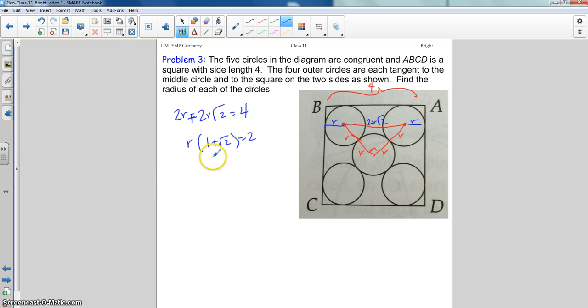Divide here, and so I get r is equal to 2 over 1 plus square root 2, and skipping the rationalization and simplification, you end up with 2 square root of 2 minus 2, which is approximately 0.828. Okay, so again, the idea here was to utilize your knowledge of squares, of circles, and try and come up with an equation that relates what you want to what you know.